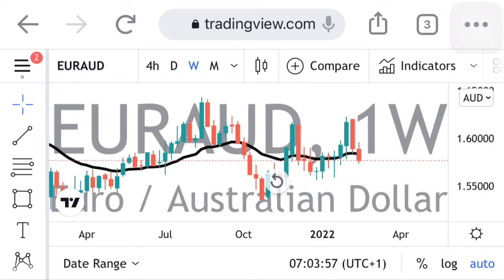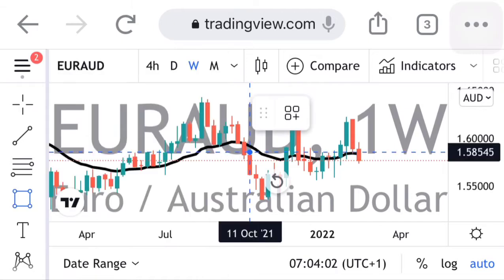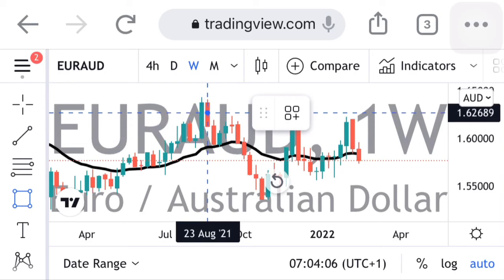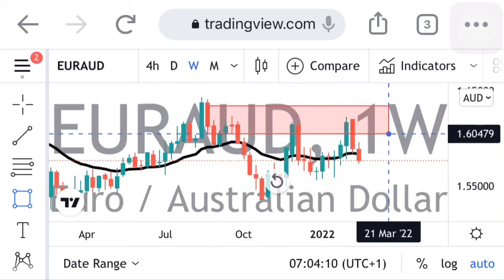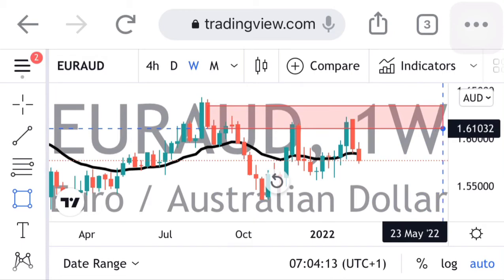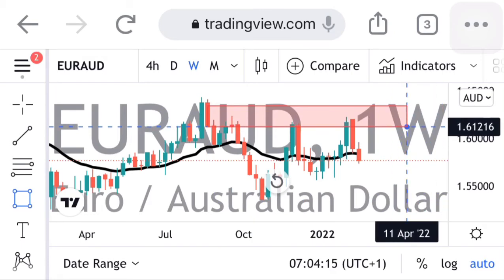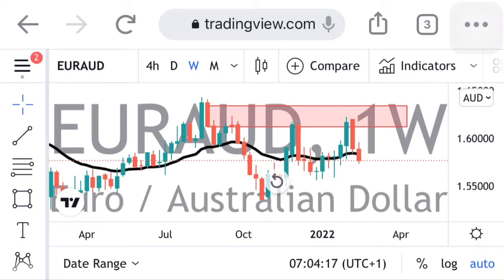So we'll quickly get our supply zones, right? So from this point, this is an impulsive candle here. This is an impulsive candle, so we'll start from here, right? So yeah, this is where the supply zone is, right?